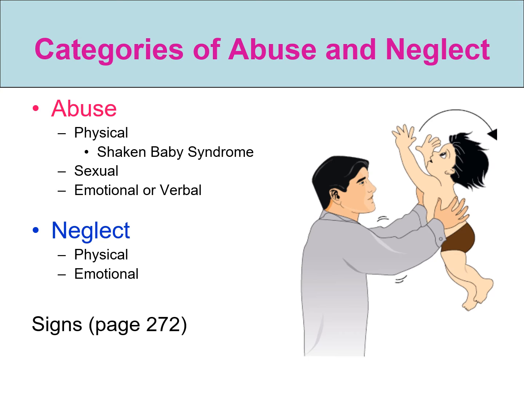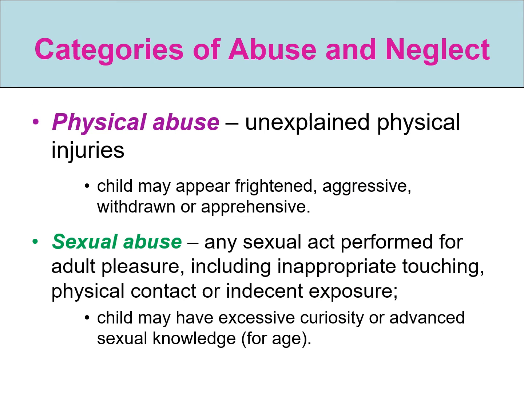On page 272 of your text, it lists some of the signs that a child is being abused or neglected. So, more information about the categories. Physical abuse is unexplained physical injuries, and children may appear frightened, aggressive, withdrawn, or apprehensive in regards to physical contact. Sexual abuse is any sexual act performed for adult pleasure, including inappropriate touching, physical contact, or indecent exposure. And a child may have excessive curiosity or advanced sexual knowledge for their age as a result of sexual abuse.